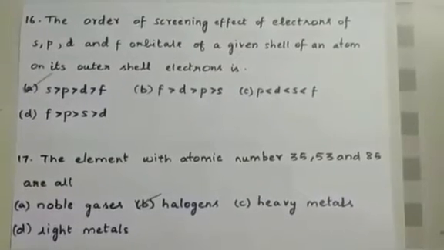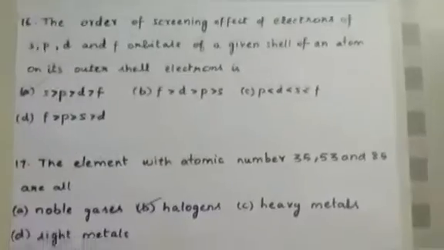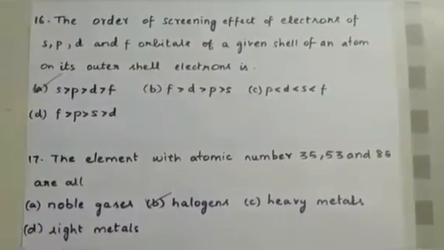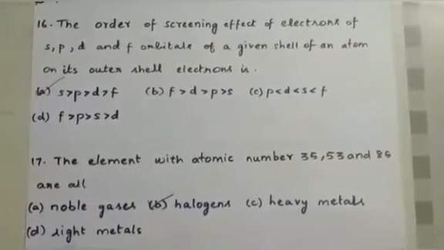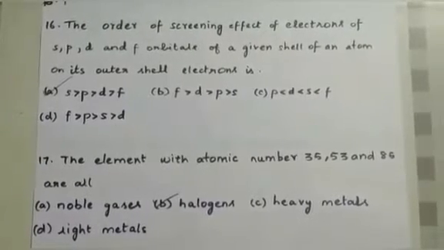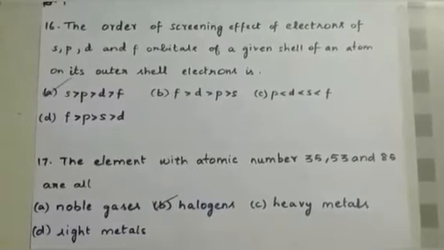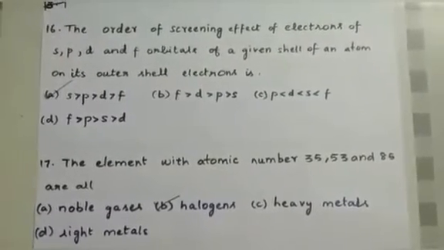16th question. The order of screening effect of electrons of s, p, d and f orbitals of a given shell of an atom on its outer shell electrons is A. S greater than p greater than d greater than f. B. F greater than d greater than p greater than s. C. P lesser than d lesser than s lesser than f. D. F greater than p greater than s greater than d.